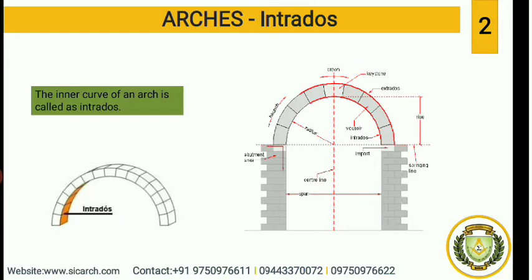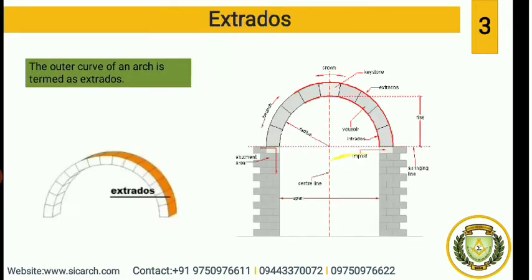So, in an arch, the inner curve formed by an arch is called intrados. The external curve formed by an arch is called an extrados.